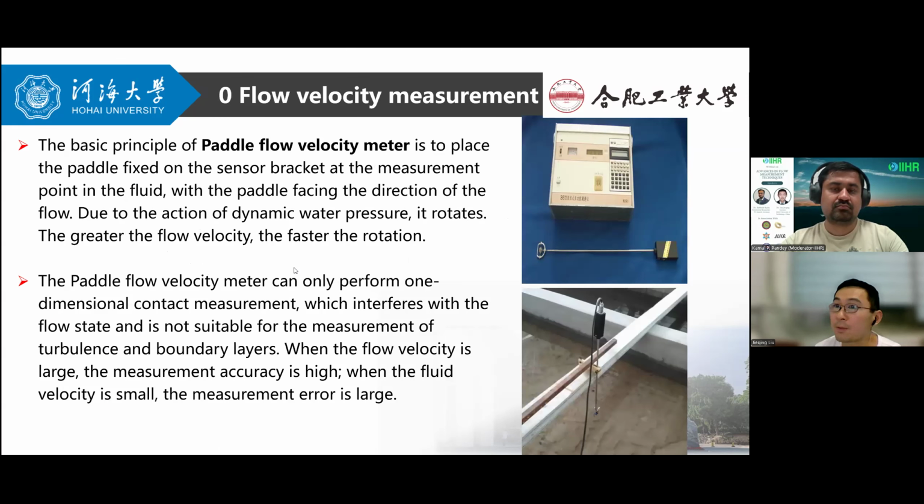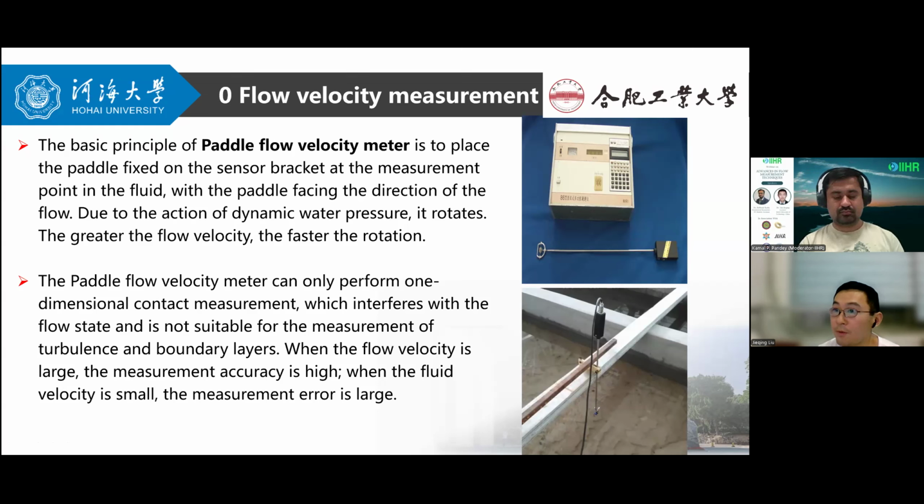The basic principle of the paddle flow velocity meter is to place the paddle, fixed on the sensor bracket, at the measurement point in the fluid, with the paddle facing the direction of the flow. Due to the action of dynamic water pressure, it rotates. The greater the flow velocity, the faster the rotation.